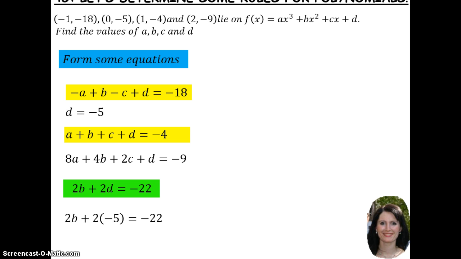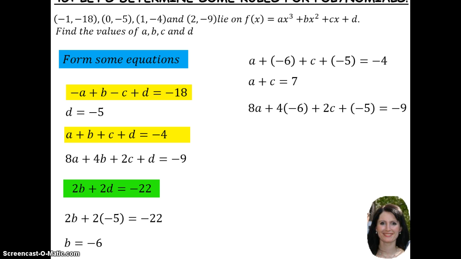Now, what we can do is substitute d as -5, because remember we found that d was -5. So 2b plus 2 times -5 equals -22, giving us b equals -6. There's another piece of information there. So now we only need to find a and c. Let's substitute in b and d into one of the equations. I've chosen the third one, a plus b plus c plus d equals -4. So a plus -6 plus c plus -5 equals -4. a plus c equals 7.